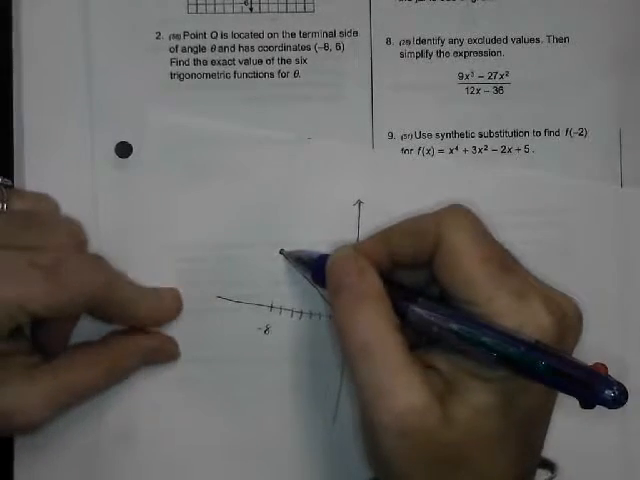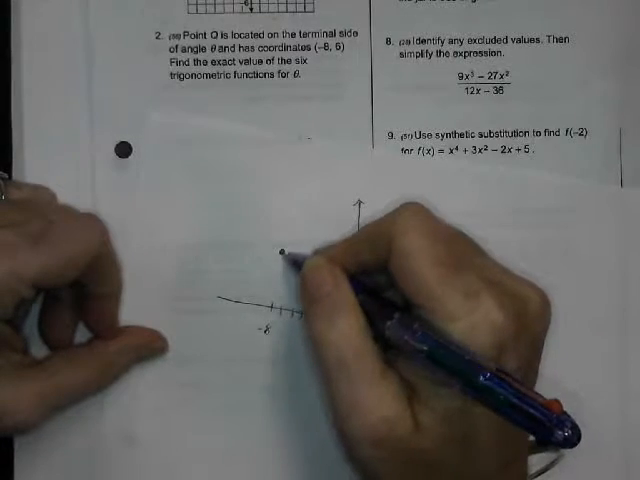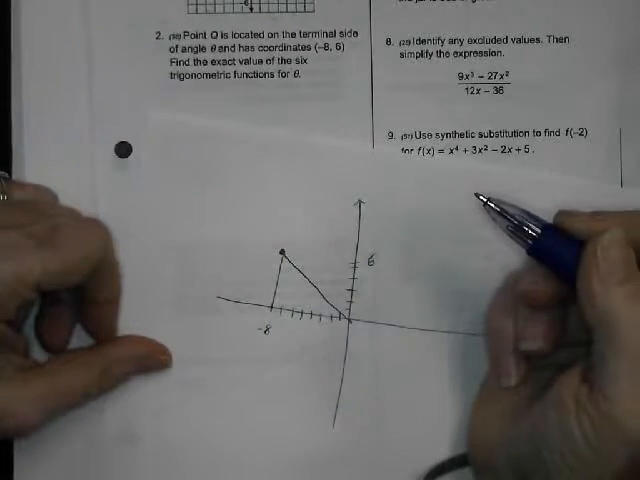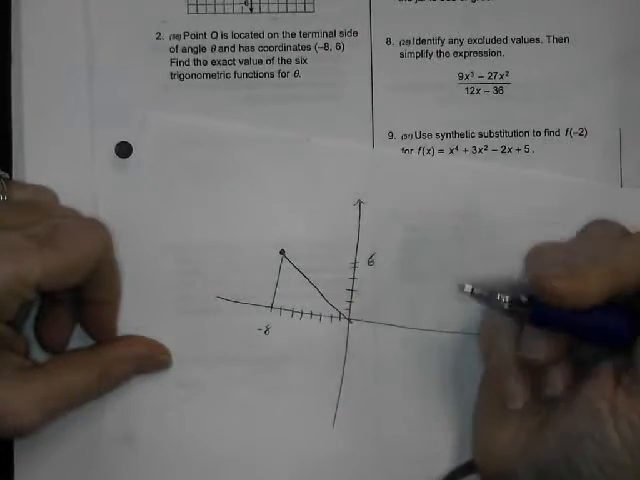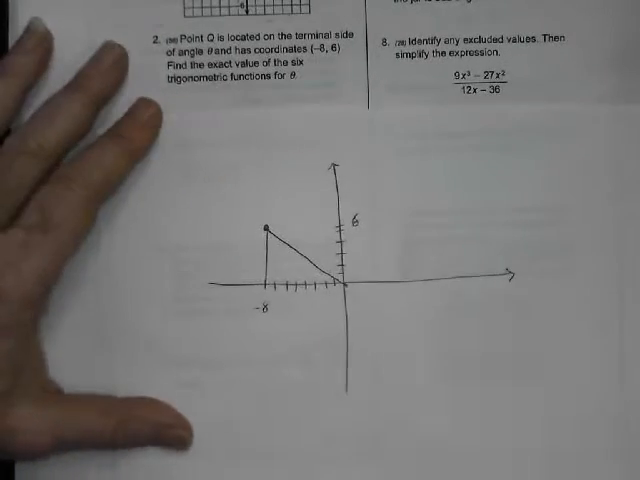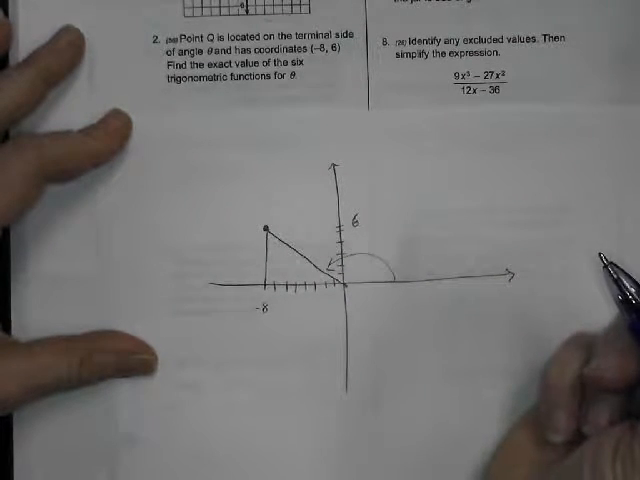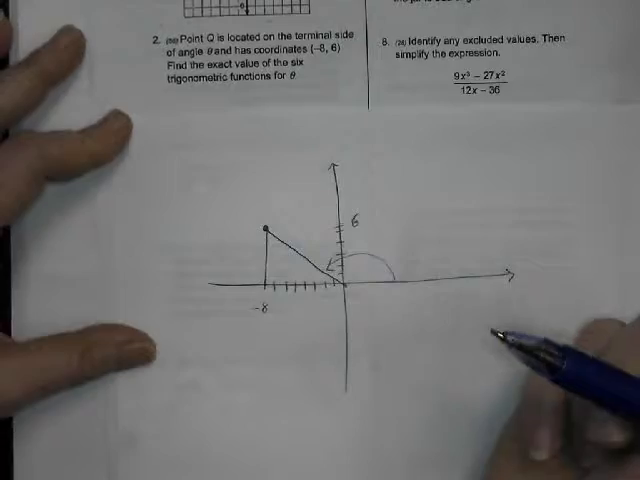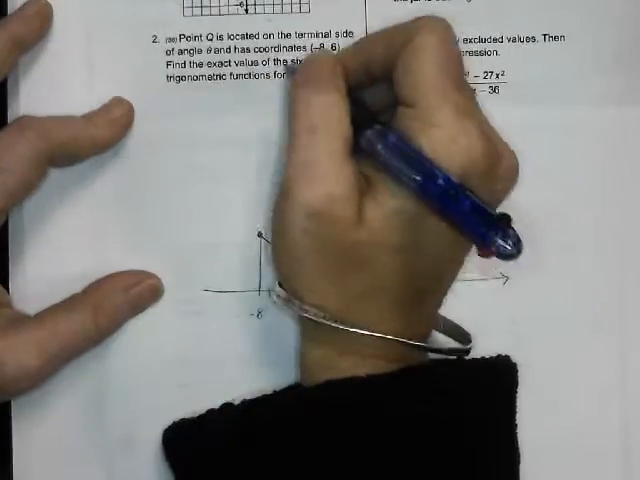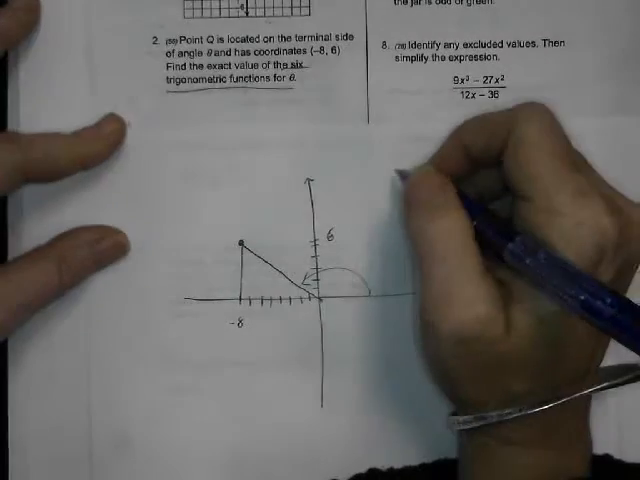I connected my point with the origin, and I'm going to make a triangle out of it. I don't really even need to know how many degrees this is at all, because all I have to do is find the six trig functions.